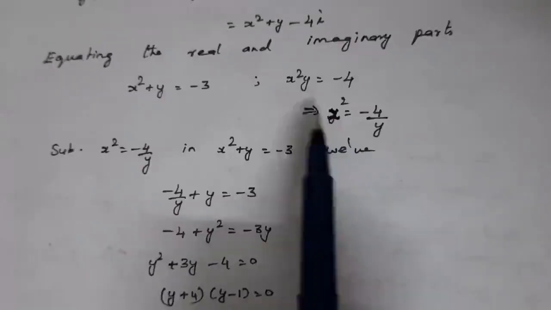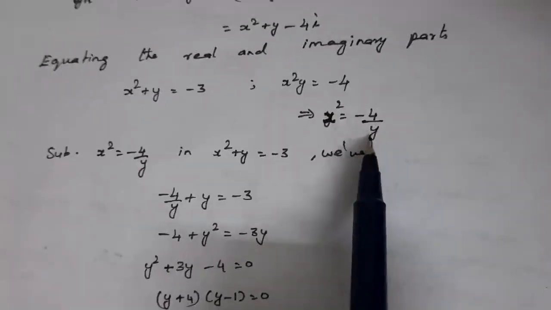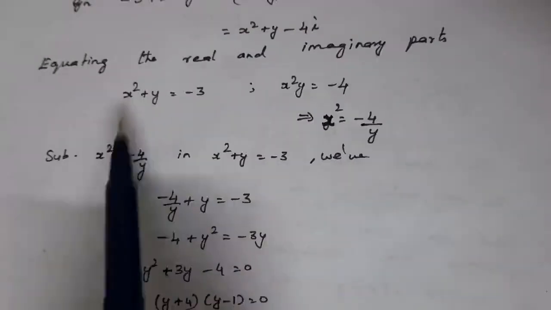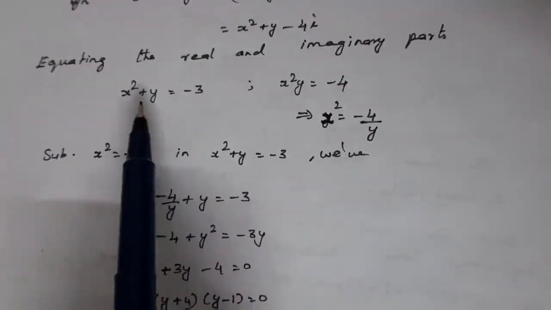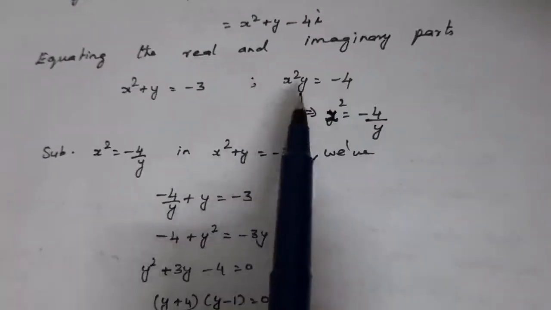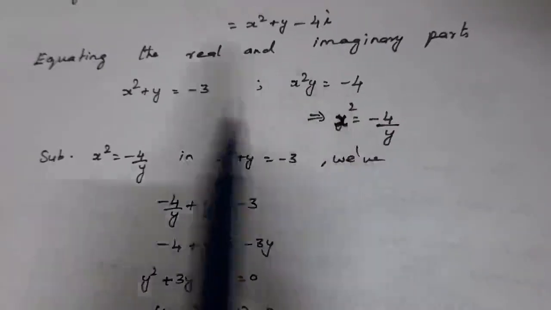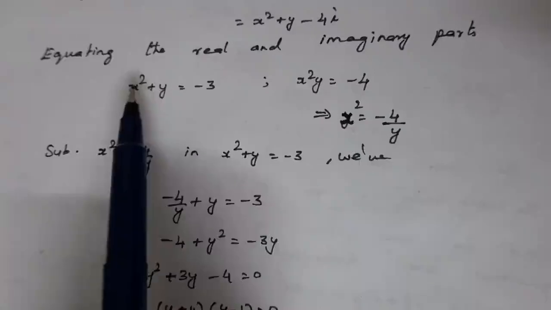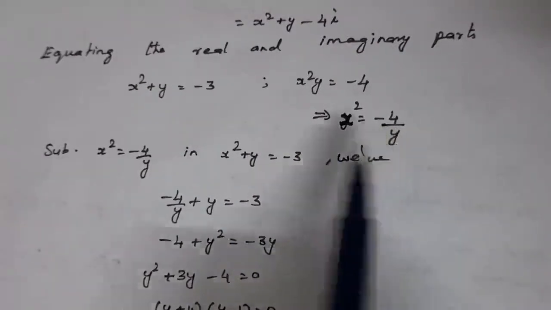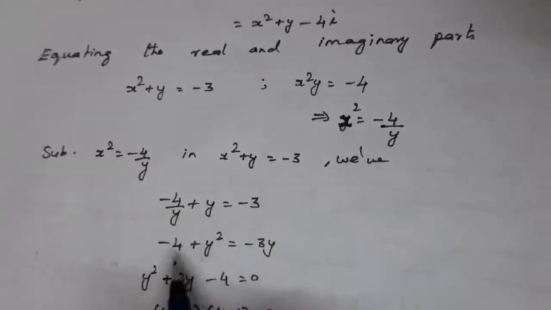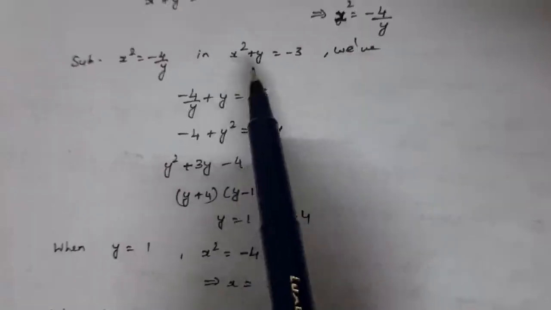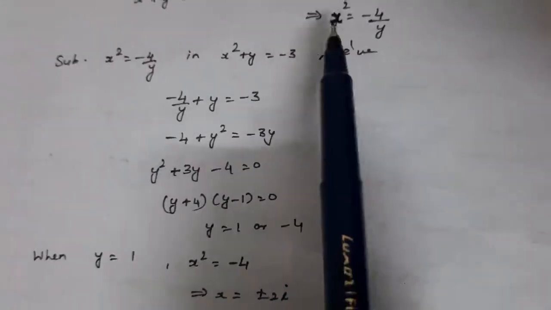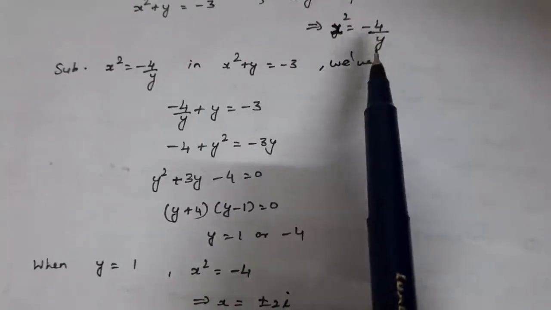From the second equation, we can take x squared is equal to minus 4 by y and substitute x squared as minus 4 by y in the first equation. We can also take y as minus 4 by x squared and substitute. But if you take y as minus 4 by x squared, you will get a biquadratic equation in x. But if you take x squared as minus 4 by y, you will get a quadratic equation in y. Solving a quadratic is easier than solving a biquadratic. So that's why I have taken x squared is equal to minus 4 by y.